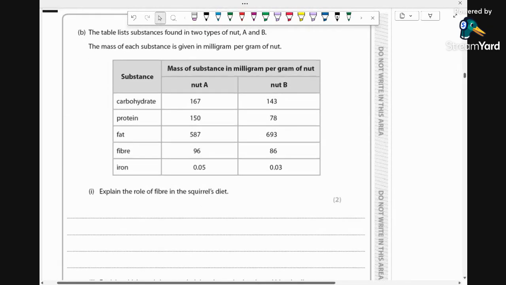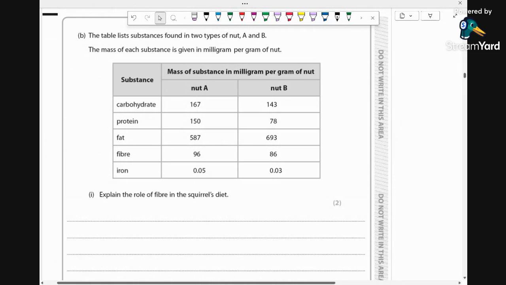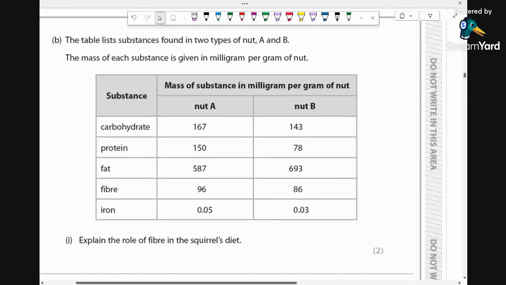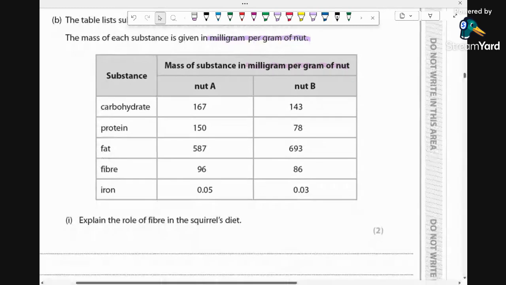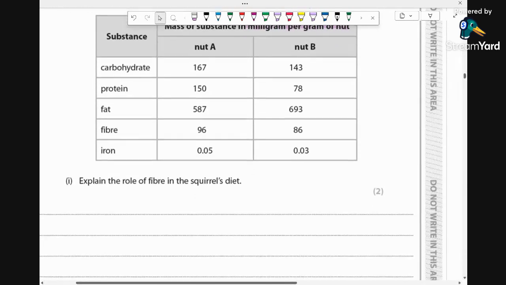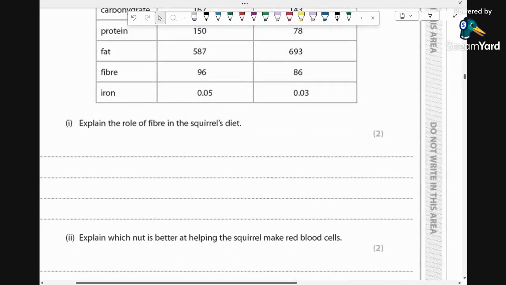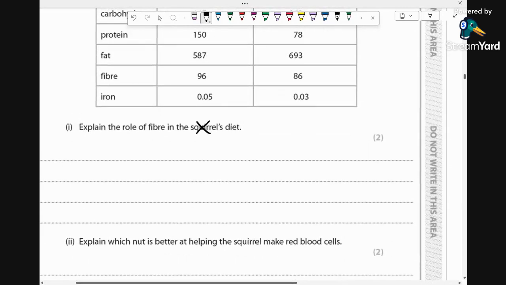Right, moving on. The table lists substances found in 2 types of nut, so nut A, nut B. The mass of each substance is given in milligram per gram of nut. That's important. So the units are important here. Explain the role of fiber in the squirrel's diet. So it doesn't matter whether this is a squirrel or not, just what is fiber used for.